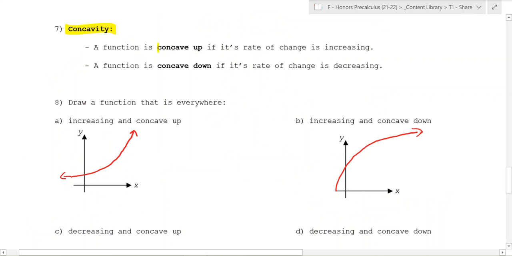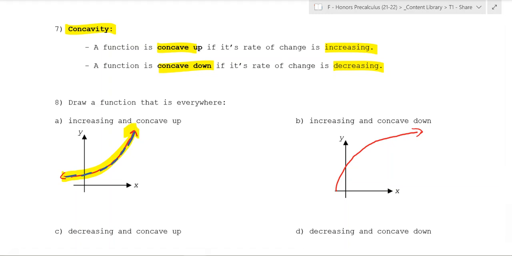And we're going to say a function is concave up if its rate of change is increasing, and it's concave down if its rate of change is decreasing. So what that means is, the rate of change in calculus, as a preview of what's to come, is the slope of the tangent line. Is it getting steeper? This is getting steeper and more positive. So this thing is increasing and concave up. This is increasing and concave down because it's slowing down. The slopes of these tangent lines are getting smaller.